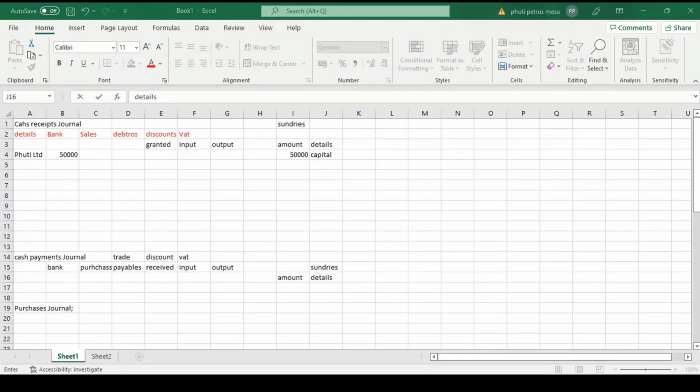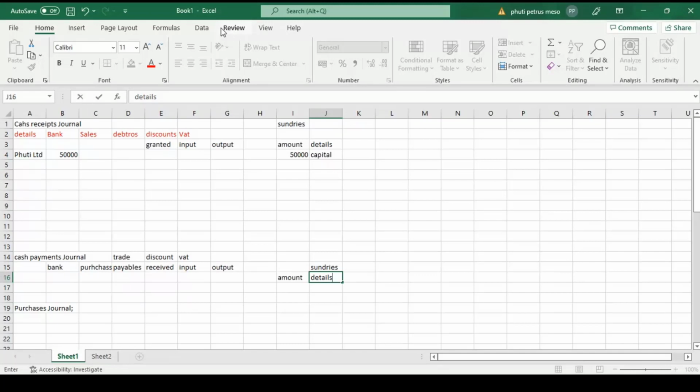Putty Limited as a business would be in the position of receiving the discount. So if someone grants Putty Limited a discount, then that's where we would show the entry. However, if Putty is the one who grants it, that goes the other way. Okay, thank you so much for that explanation.